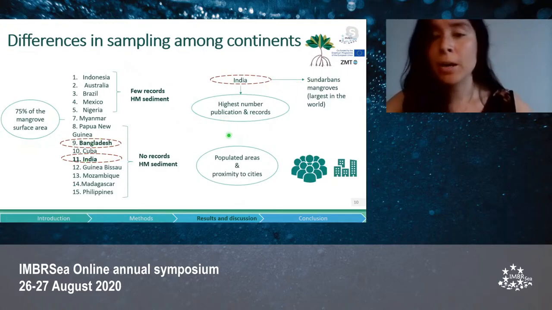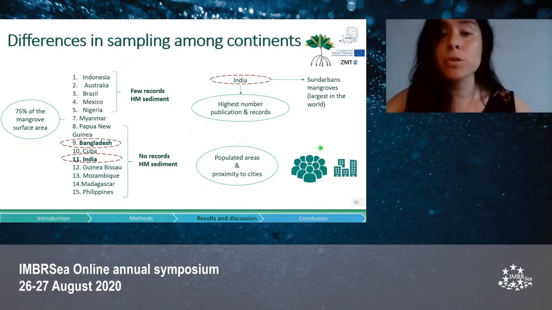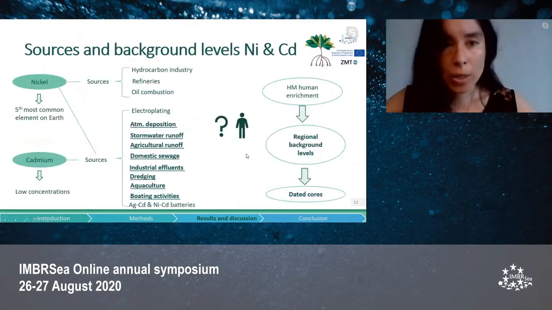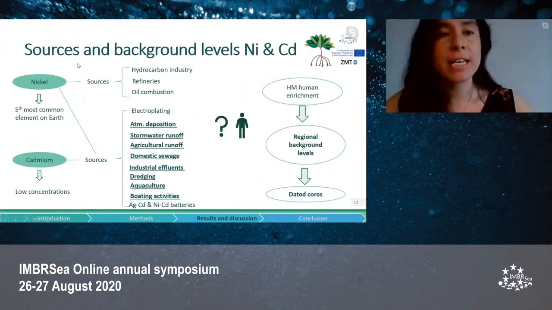Another thing I want to point out is that most of the sampling has been done in populated areas and in proximity to cities, where an impact of humans is expected. This is not surprising, considering that 20% of the world's cities with over 100,000 inhabitants are within 20 kilometers of a mangrove ecosystem. So we don't know what is happening in pristine areas that are less impacted.